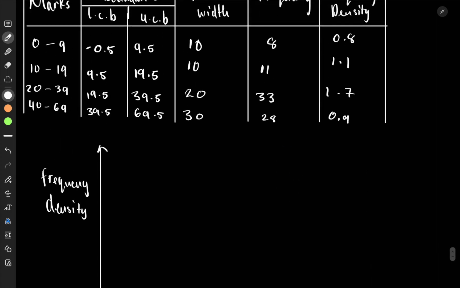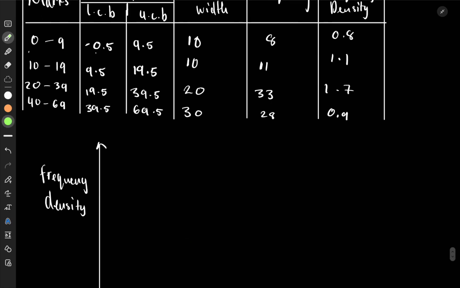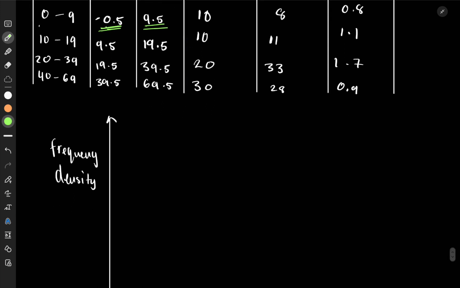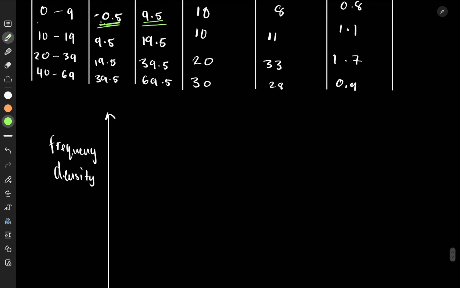Let's see where to start. Where do our marks start? What are we going to be plotting? Are we going to be plotting 0 to 9 or negative 0.5 to 9.5? Well, we'll be plotting negative 0.5 to 9.5. That is what we put. I'm sure you still remember that. We put the boundaries, the proper ones, the true ones.